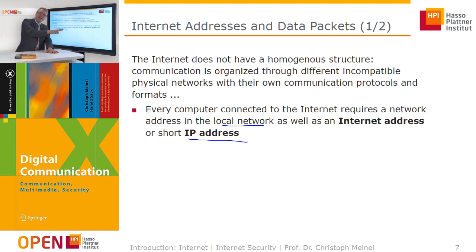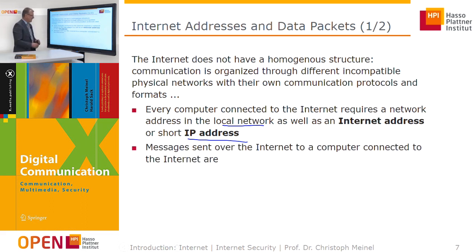But when we connect these different local networks, when we interconnect them to the internet, then on this interconnection level, a new address is needed. This is a so-called IP address. When a message is sent over the internet to a computer connected to the internet, then the message gets exactly the IP address of that computer. The network address is far away, not known.